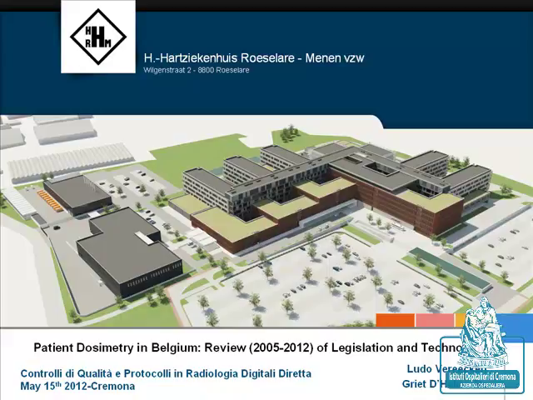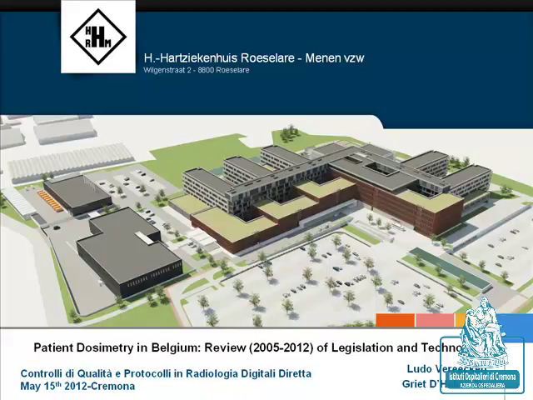I want to talk a little bit about patient dosimetry because I think that it's very important not only to control the technical parameters of your digital system, but also to look if the doses that are really administered to patients are still good. And I will show you some examples.